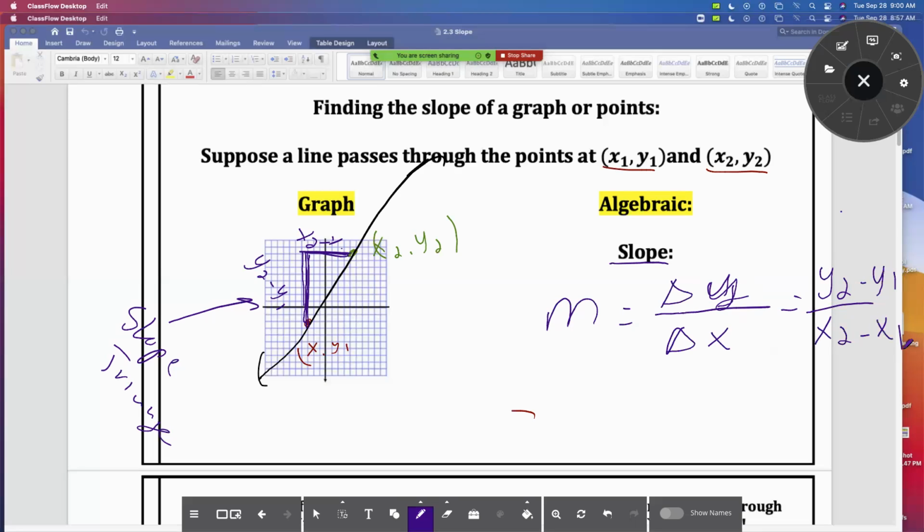And that is it. If you can do these two skills in different ways, you're going to be golden. Because that's all slope is, right? Average rate of change. You guys ready to try an example?